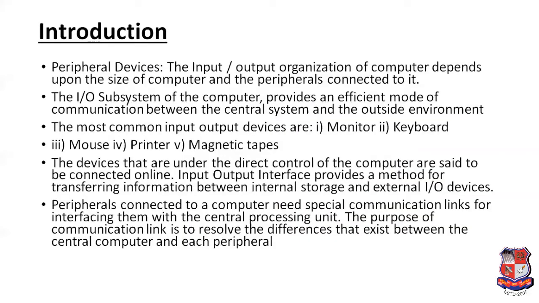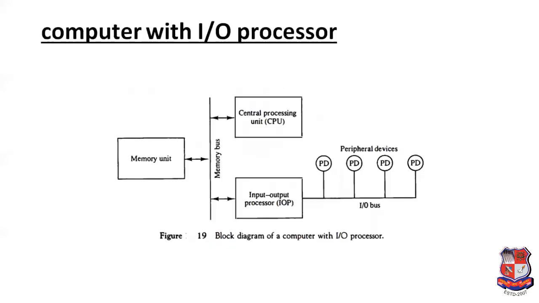The input-output interface provides a method for transferring information between internal storage and external I/O devices. The peripherals connected to a computer also need special communication links for interfacing them with the central processing unit. The purpose of the communication link is to resolve the differences that exist between the central computer and each peripheral.